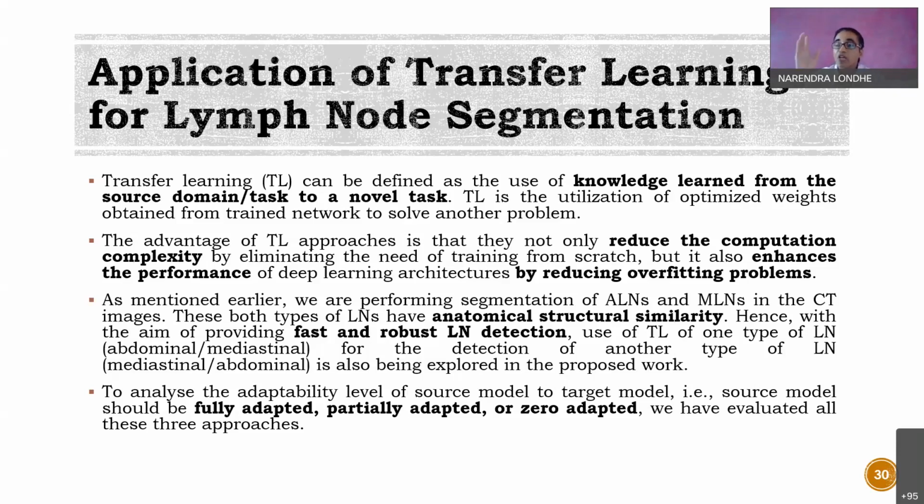But that requires a lot of expertise to understand how to apply transfer learning. So that is very important. Yes, but transfer learning gives you the advantage that it reduces the problem of computational complexity. It gives you better performance. It reduces the problem of overfitting. Okay, it is fast and robust.